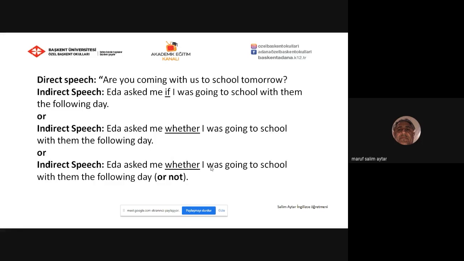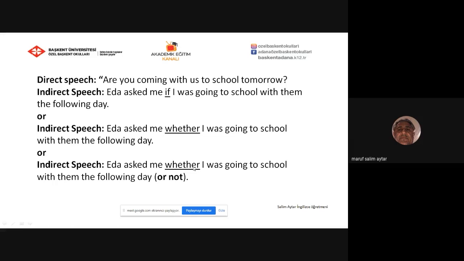Are you coming with us to school tomorrow? Ada asked me if, then the statement must be made into a normal sentence. Ada asked me if I was going to school with them the following day, as it is no more a question. Ada asked me whether I was going to school with them the following day. There is no difference in the meaning of these two linking words.